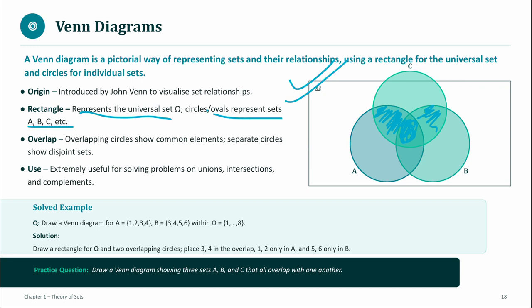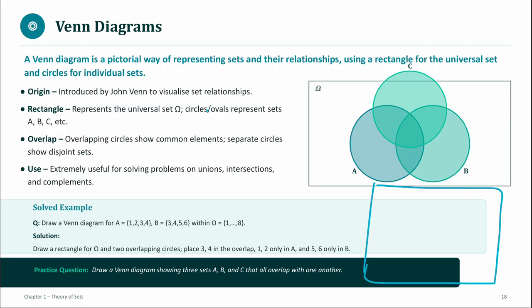So draw a Venn diagram for A is equal to {1, 2, 3, 4}, B is equal to {3, 4, 5, 6}, within the universal set given to us from 1 to 8. Okay, let's draw it now. So this is my A and this is my B. Now I have 1, 2, 3, 4 and 3, 4, 5, 6. These are my elements.